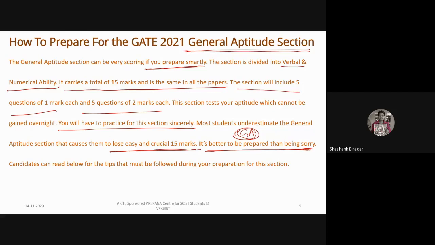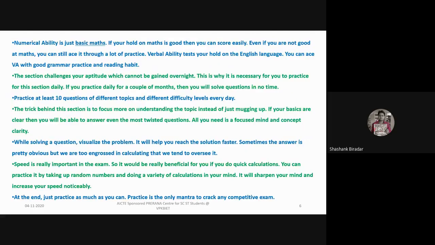We have only 2 months left for the GATE examination, but general aptitude is something you have been studying since you were attending school. So I will share some tips to prepare for general aptitude. Verbal ability and numerical ability are the 2 sections. Numerical ability is just basic math. If your hold on maths is good, you can easily score in that section. Even if you are not good at maths, you can still ace it. A lot of practice is required.